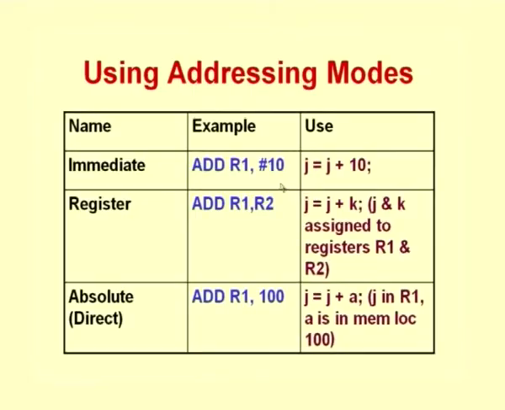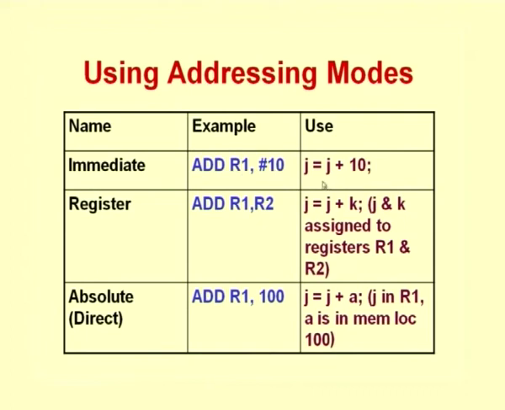Okay. Now, coming to the uses of these addressing modes. We will go through all these addressing modes one after the other. So, let us take first the immediate addressing mode. As I said, the example would be something like this, add R1 comma hash 10. So, this number 10 is the immediate value that needs to be added to R1.